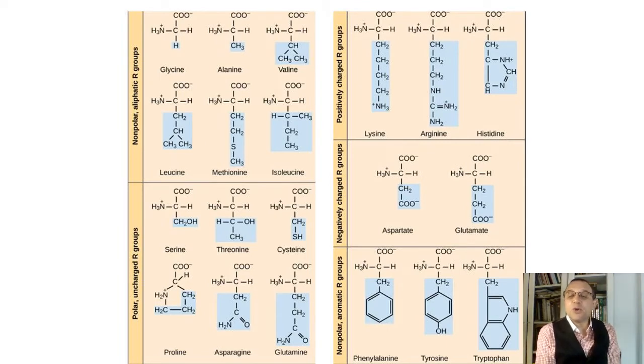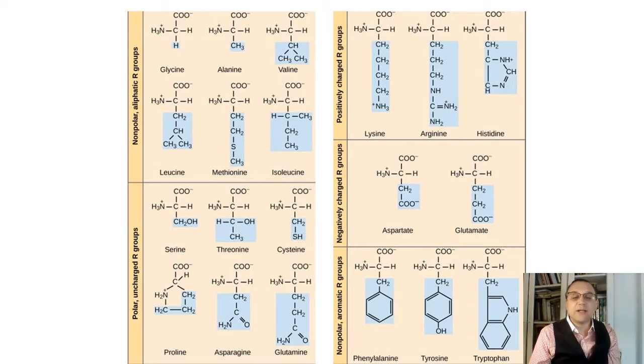Aspartate, glutamate, those have negatively charged R groups. They are also ionic. So all of these amino acids, lysine, arginine, histidine, aspartate, and glutamate, have ionic R groups.